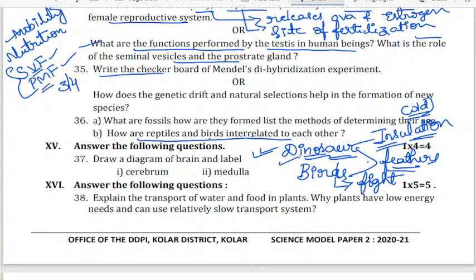Now tell me what kind of organs they are. Let me see who will answer. What kind of organs are they? Whether they are homologous organs or analogous organs, children. Tell me. Whether they are homologous organs or analogous organs.